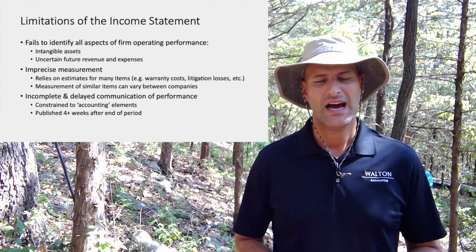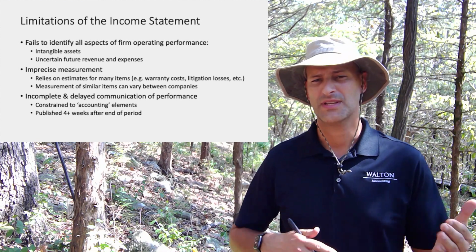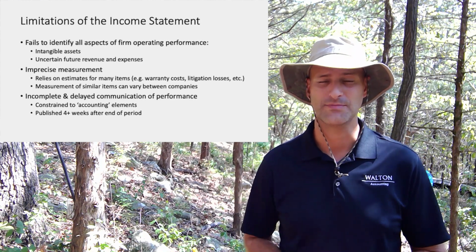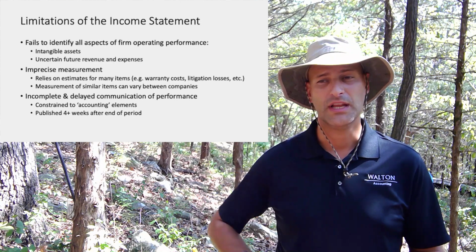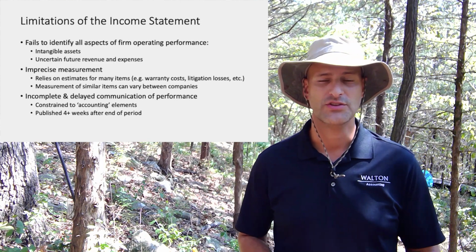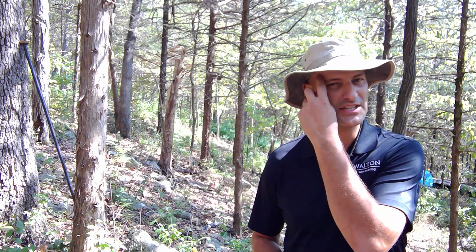And then we have incomplete and, I'd say, delayed communication of performance as part of the income statement. The income statement doesn't come out for at least four weeks for some of the fastest public companies. With a private company, you're talking about by April, oftentimes, before they issue their financial statements for the year end. So four weeks to four months of delay, which is not necessarily timely. So those are some limitations.